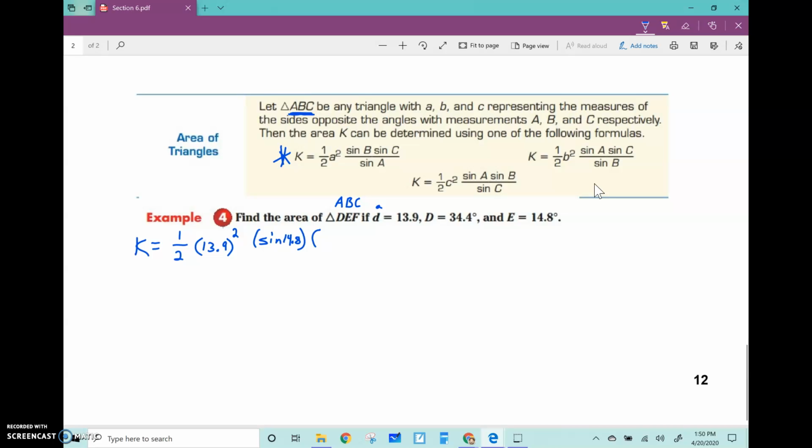So what I'm going to do is an old school trick: I'm going to subtract my two angles that I have from 180. So I'm going to subtract 34.4, and I'm going to subtract 14.8. And I end up with 130.8 degrees. So that's what F is. Now that I have F, I'm going to go in here and plug in F as 130.8.